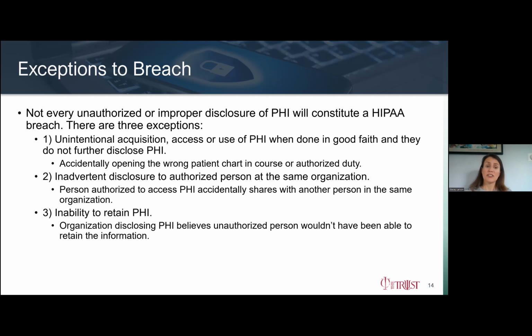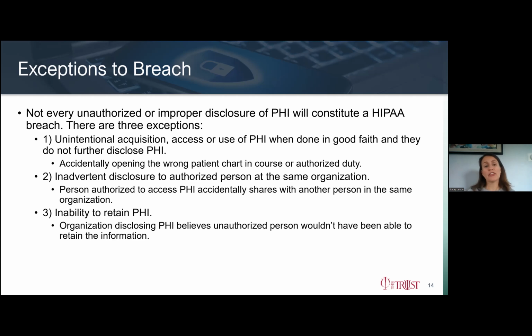Another exception, inadvertent disclosure to an authorized person at the same organization. This would be when a person who's already authorized to access the protected health information accidentally shares it with another person at the same organization. So a provider sends the wrong patient file to a coworker. The coworker then tells the provider and deletes the email. That's kind of curing that inadvertent disclosure. It's important that you get that curing, that they've deleted it, because then you close that loop. But that's that second exception.